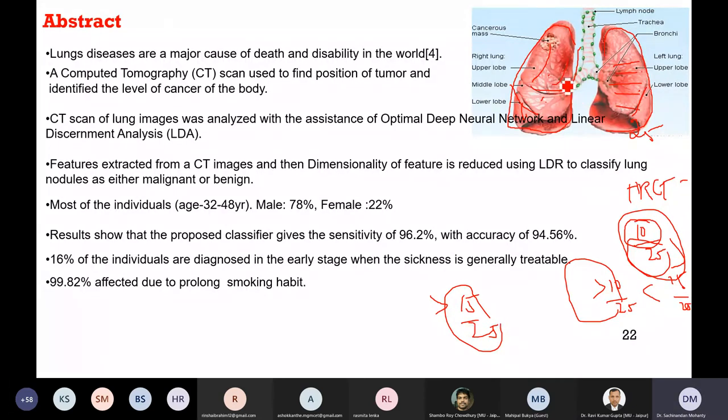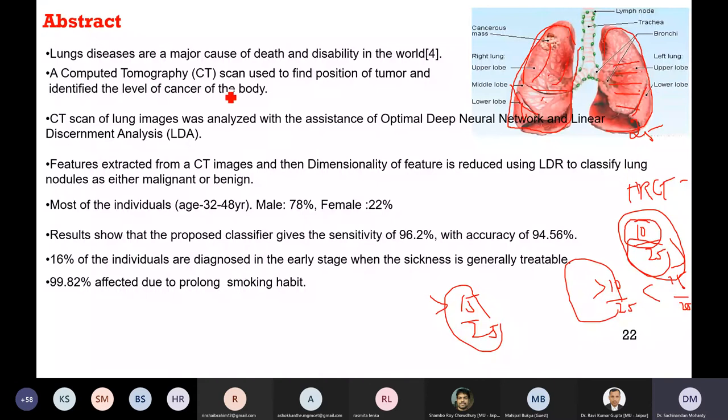The moment you sleep in the proning state, what happens? The lungs, the inside of the lungs, will be relaxed. The moment you relax, what happens? The solid, semi-solid part of the lungs will go down. So that's the story of the HRCT ratio.